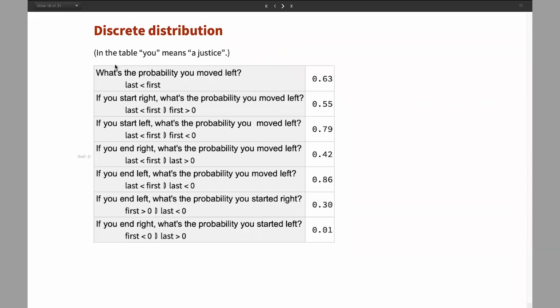So in this table, we can ask, what's the probability a justice moves to the left? And the answer is 63%. If you start right, what's the probability you move to the left? Well, it's only 55%, but that's bigger than 50%. If you start left, what's the probability you move left? Well, that's roughly 80%. If you end right, what's the probability you moved left? Well, it's still 42%. If you end left, what's the probability you moved left? Well, 86%. That's very strong. And if you end left, what's the probability you started right? 30%. But what if you end right? What's the probability you started left? 1%. Okay, so that tells you something.